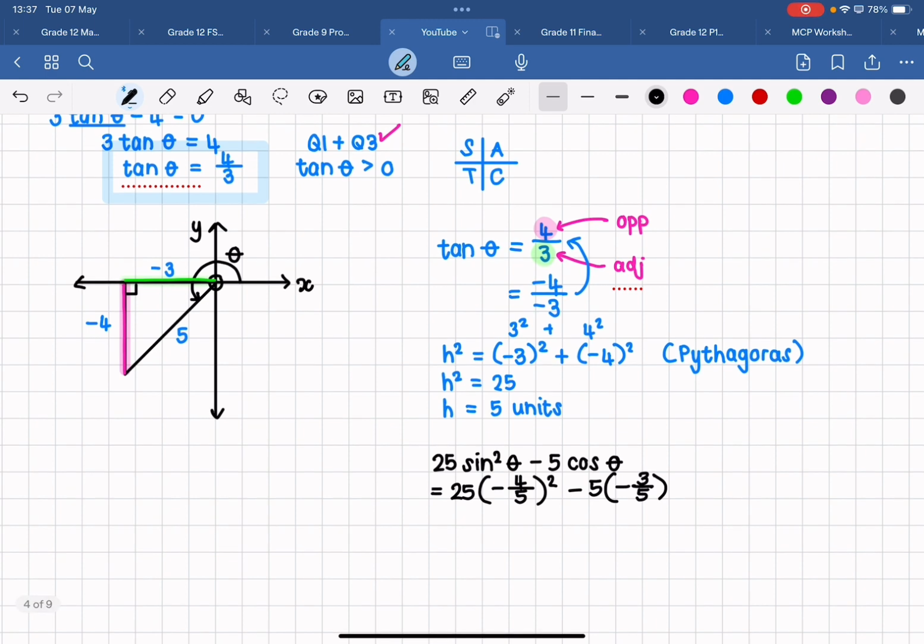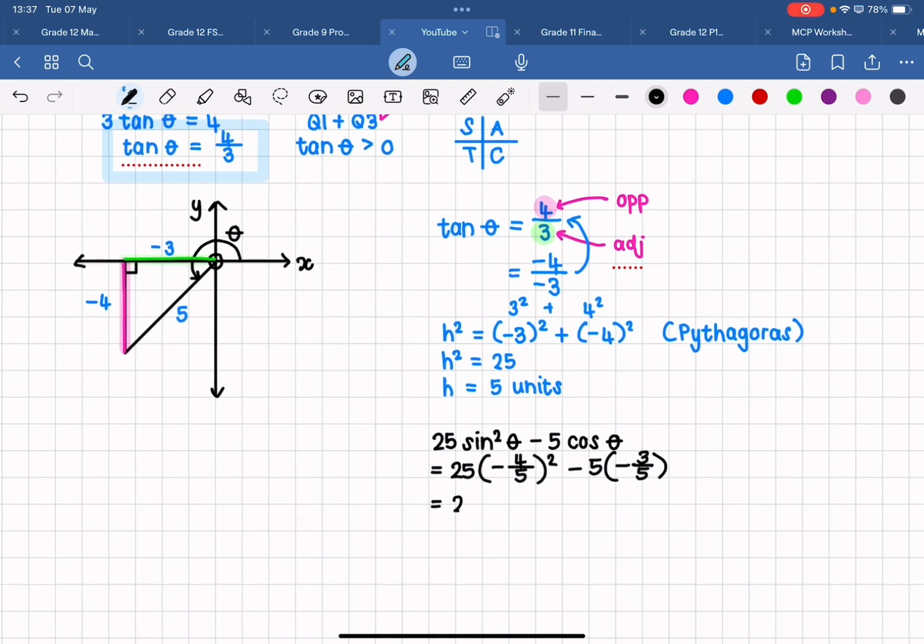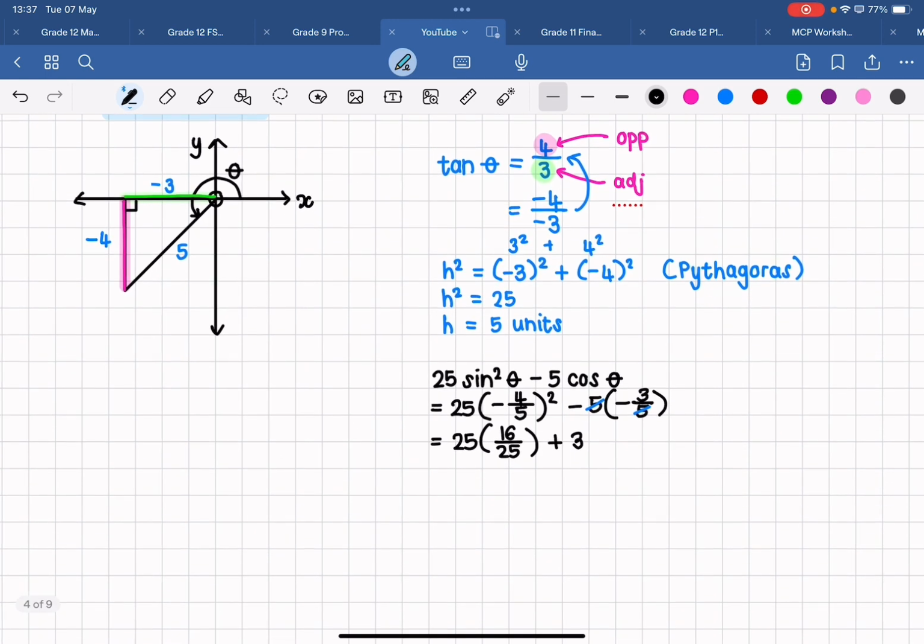And now we need to work this out. Firstly, I am just going to square what is in these brackets. It's 16 over 25 minus, now what's nice here, guys, is that these 5s are going to cancel each other out. And in fact, we have a negative times a negative, so let me change this minus to a plus. I'm left with 3 over there. In the first term we have those two 25s that are going to cancel out. So I'm left with 16 plus 3. So my final answer is 19.